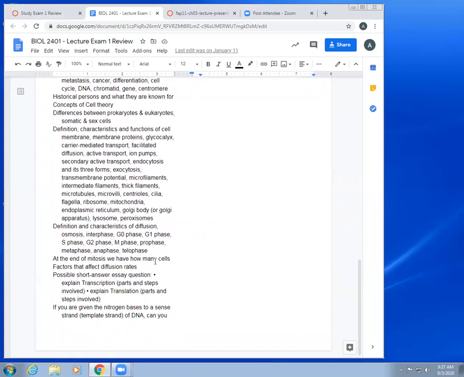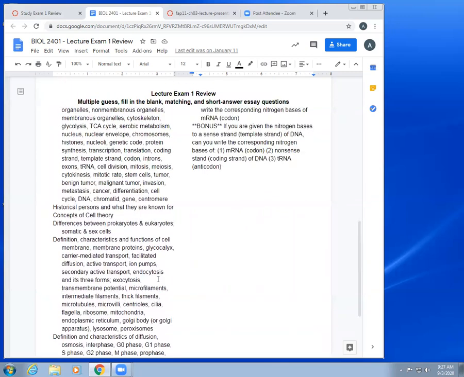You need to know how many cells you have at the end of mitosis. You need to know what factors affect diffusion rates. You need to be able to answer a potentially short answer question about transcription and translation. We'll talk about what those are today and next week. You could also have to look at a sequence of nitrogen bases on a nucleotide, on a template strand of DNA, and be able to write the corresponding nitrogen bases of mRNA. Again, you haven't learned about mRNA yet, but you will this chapter.